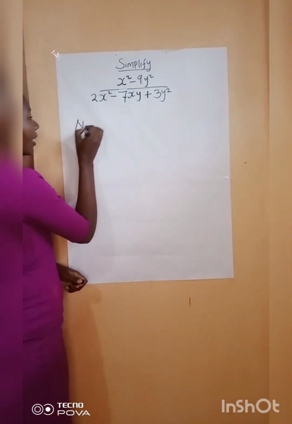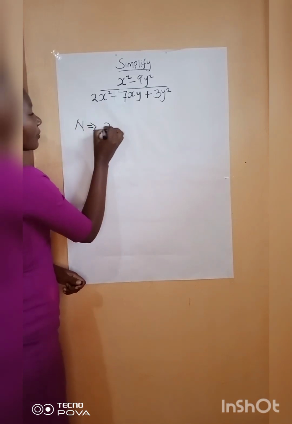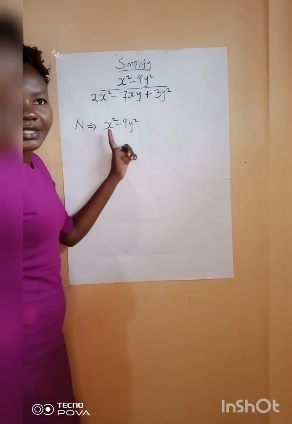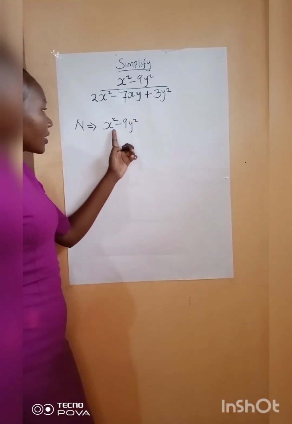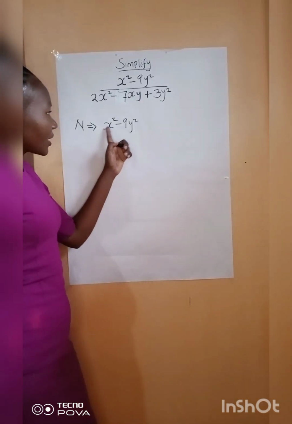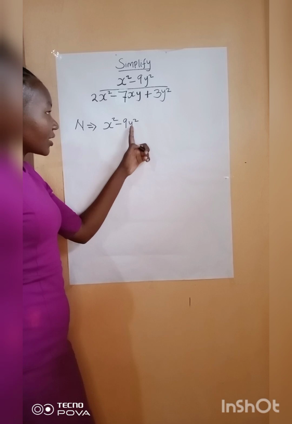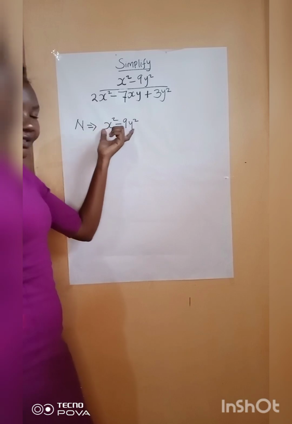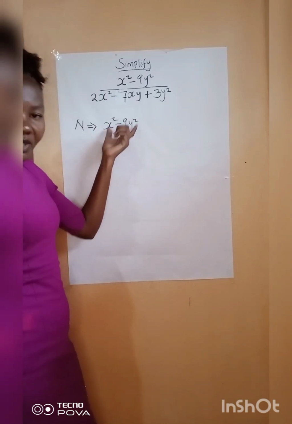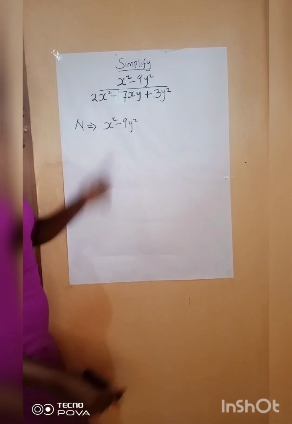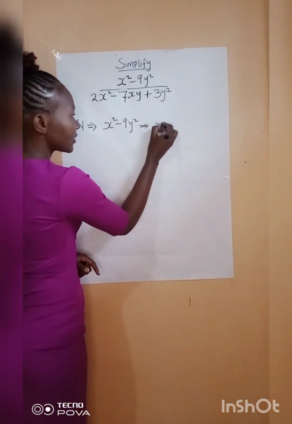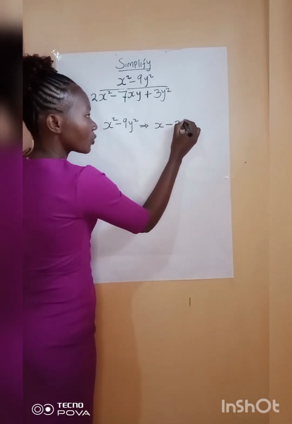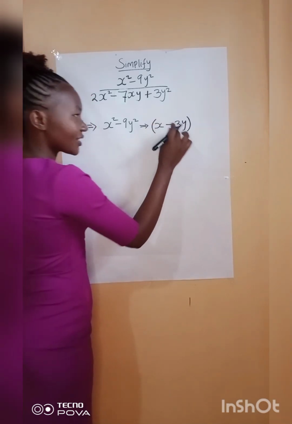We write our n is given by, we have x squared minus 9y squared. Now if you look at this expression here, you realize that you can get the square root of x squared, you can get the square root of 9, you can get the square root of y squared. So that means this is a difference of two squares. So we get the square root of this one. So we have said the square root of x squared will give us x minus the square root of 9 will give us 3. The square root of y squared will give us y. So that is the first part.